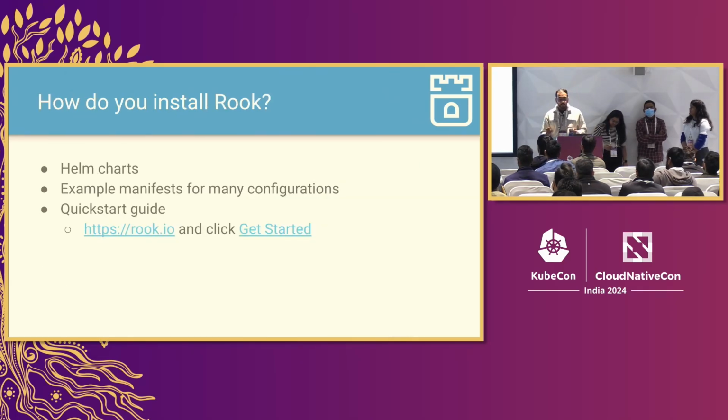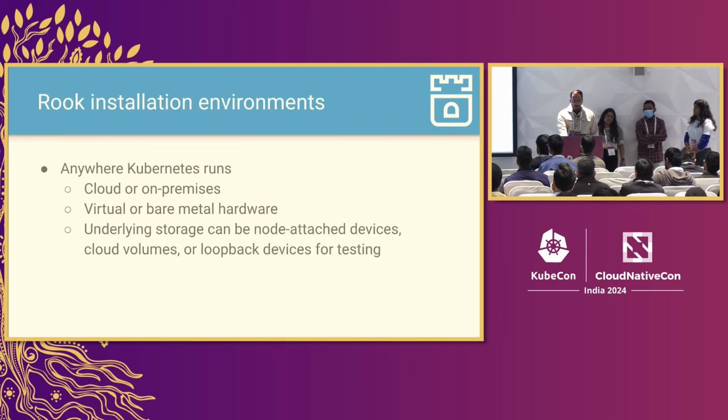So the basic question, how can we install Rook? We have two ways. Someone likes Helm chart, so that's available, and direct manifest installation is also available. For a quick start guide, you can go to the following docs. And where can Rook be installed? Anywhere Kubernetes can run, we can use Rook. That can be any cloud environment, any bare metal cluster. We have also tested Rook with loopback devices as storage under the nodes, and Rook works very well with that.